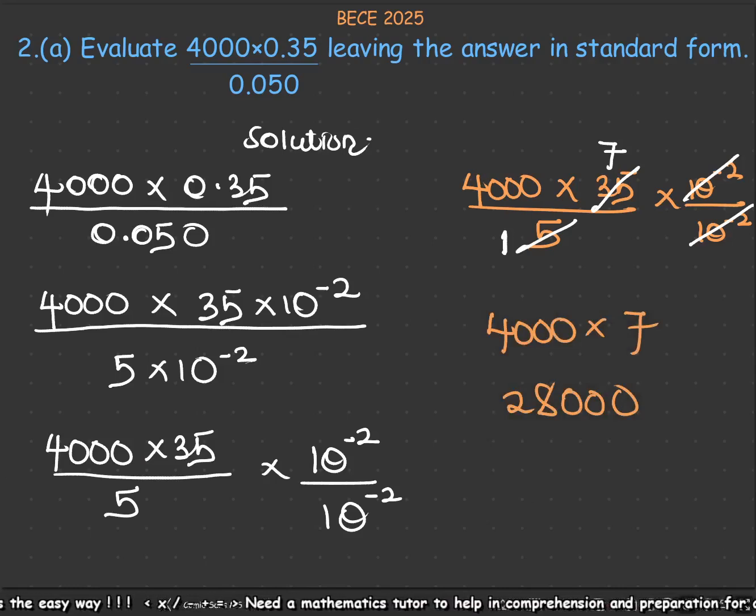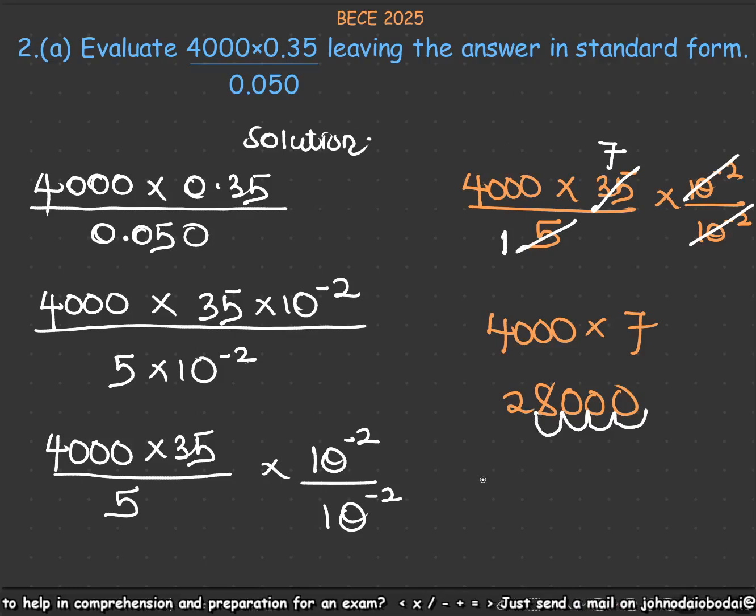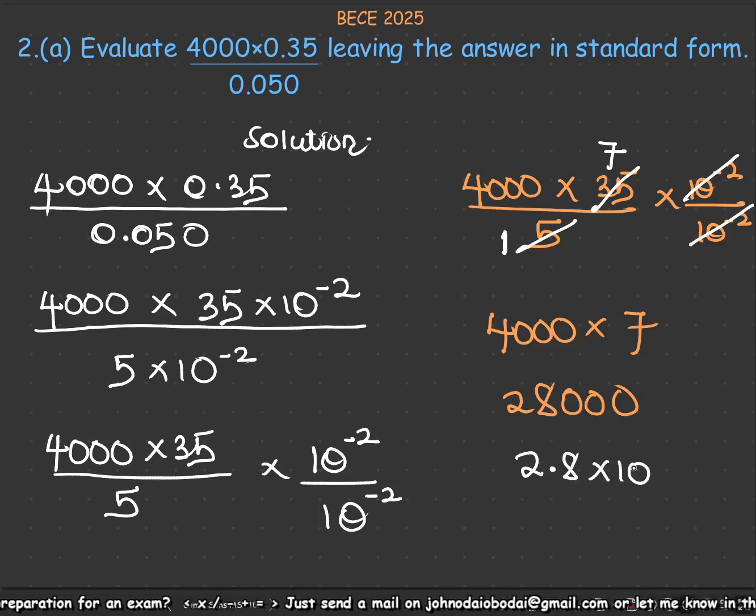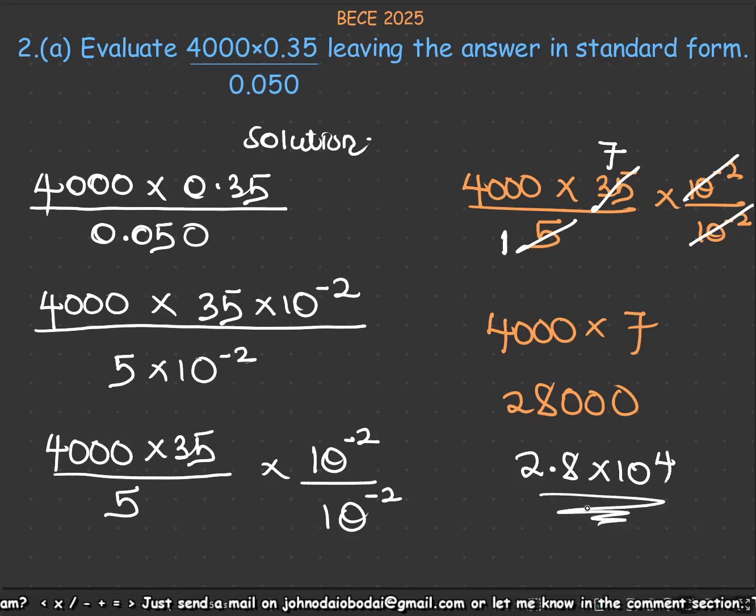And how do I get my first digit to be between 0 and 10? For any whole number, we have a decimal point over here. So I'm going to move it how many times? 1, 2, 3, 4 times, so that it now becomes 2.8 times 10 to the power 4. And this is my final answer in standard form.